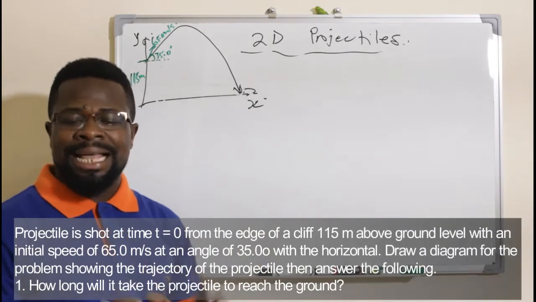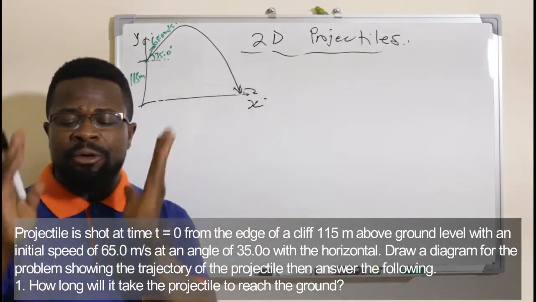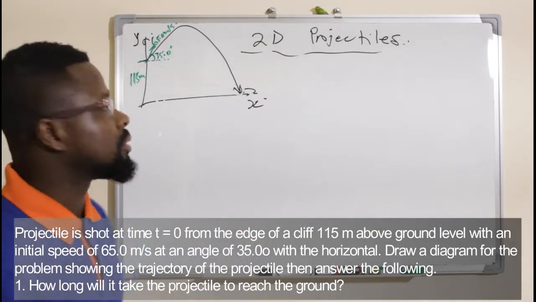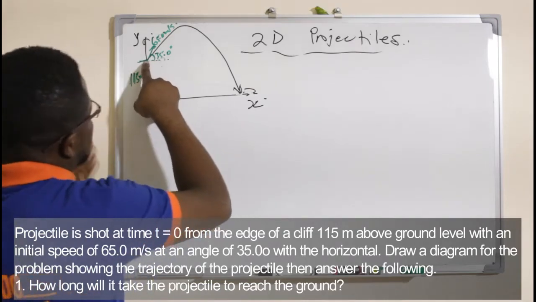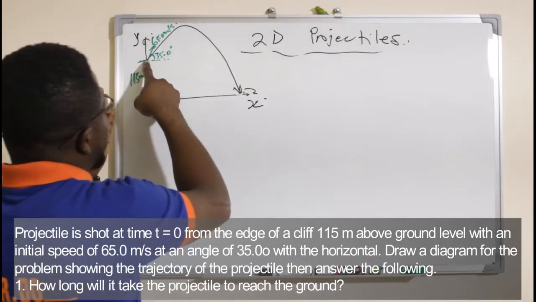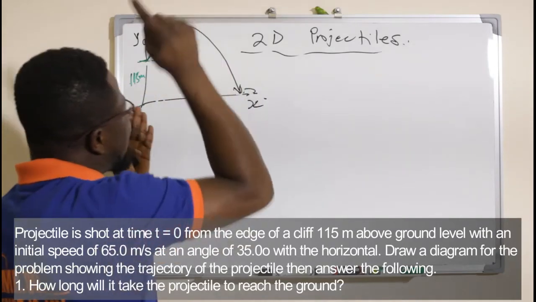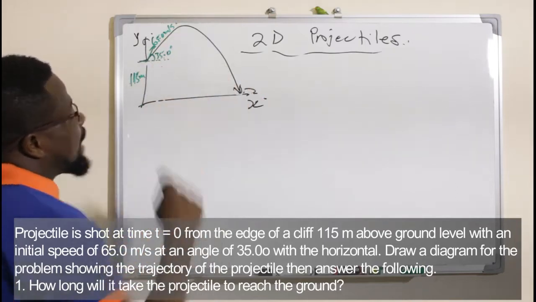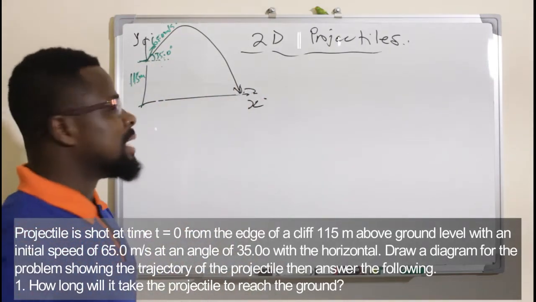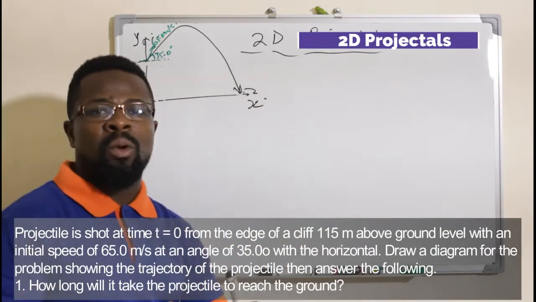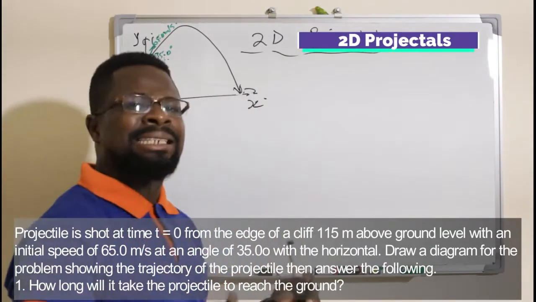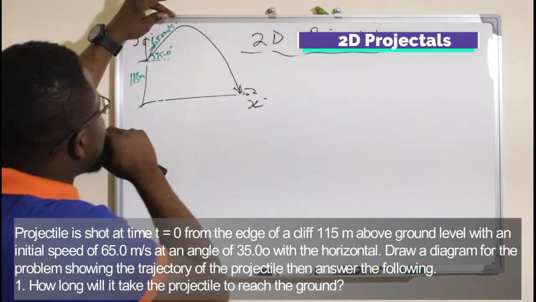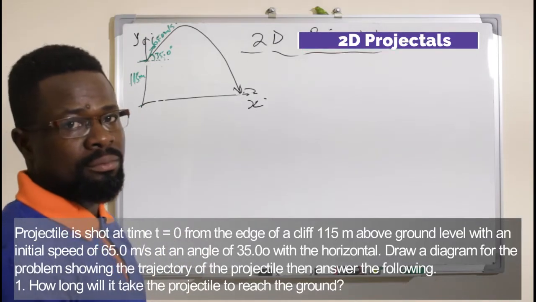And the first question is asking, how long will it take the projectile to reach the ground? The projectile was shot from this point and went up and then returned back into the ground. So if it has gone up and returned back into the ground, we want to see how long. The words "how long" speak to us about the time. So we want to look at the time taken for the projectile to be launched into the space and return back into the ground.